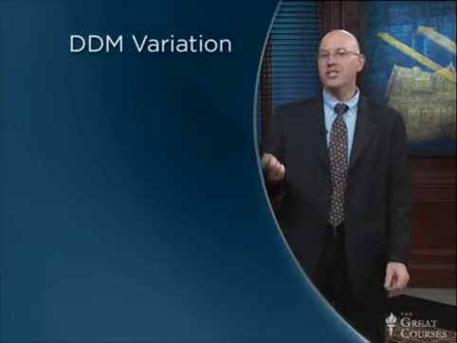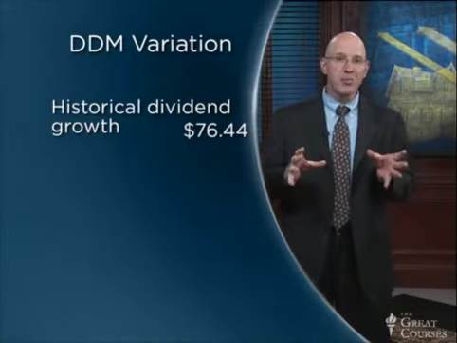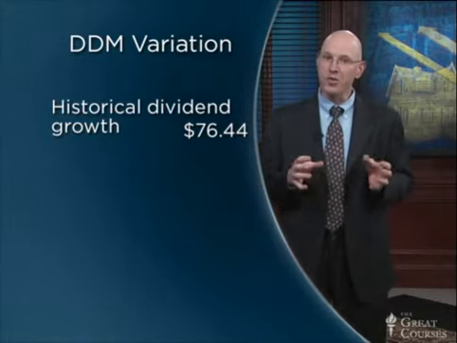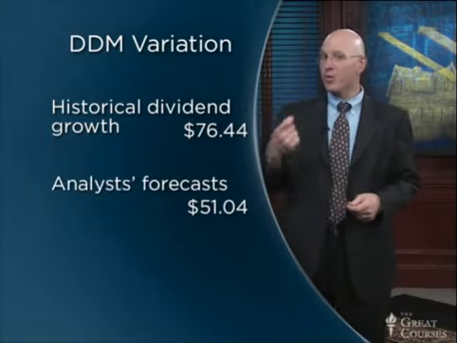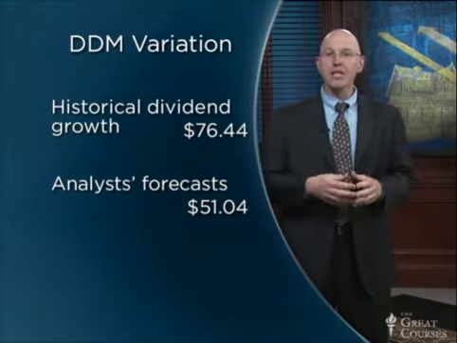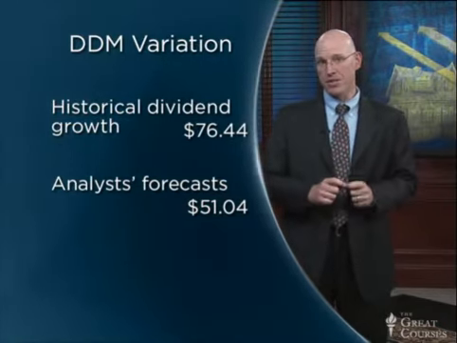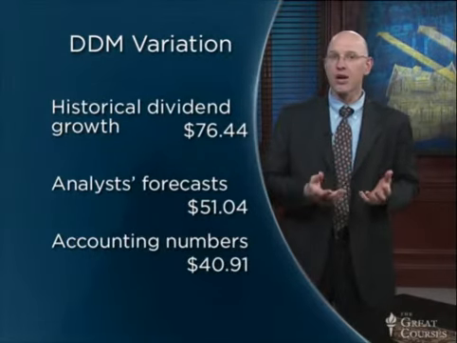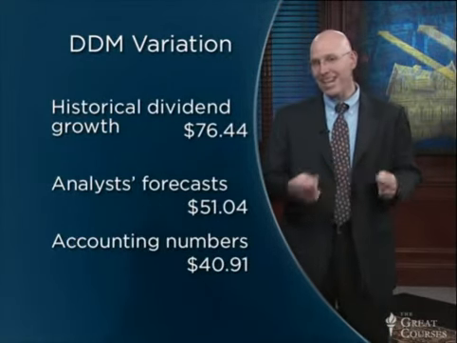Now we've gone through a basic DDM analysis and showed how to use all three methods of estimating the dividend growth rate to implement this valuation model. What have we seen so far? Well, confusion for one thing. Let's quickly review what the three prices we came up with were. When we used historical dividend growth to get G, the share price we came up with was $76.44. When we used analysts' forecasts of EPS growth, we estimated a price of $51.04. And using accounting numbers, we formed an estimate of $40.91.